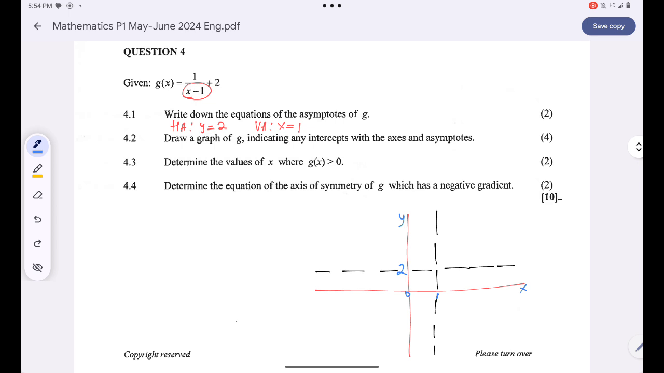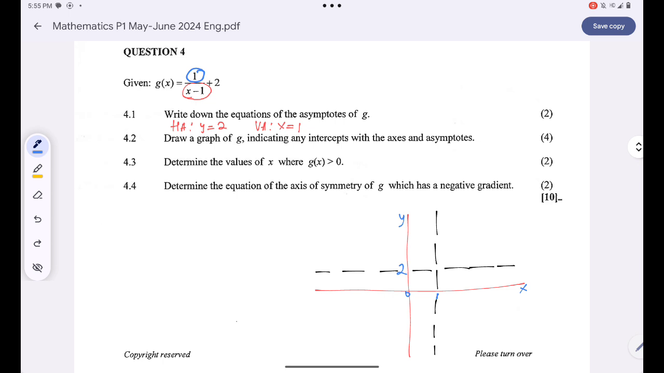For the second question, they want us to draw the graph, indicating the intercepts with the axes as well as the asymptotes. Since the value of a is positive, it simply means that my graph will be in the first and third quadrants of my asymptotes. All I have to do is find both the x and y intercepts.